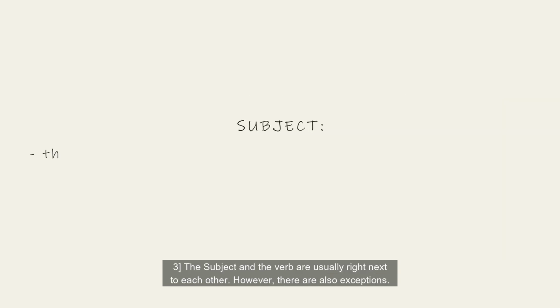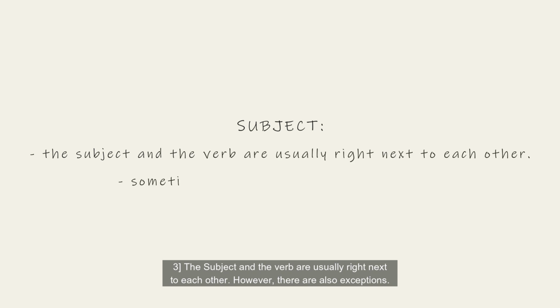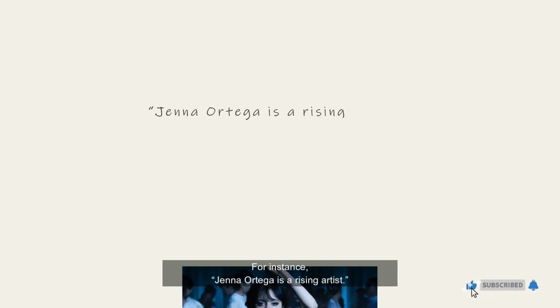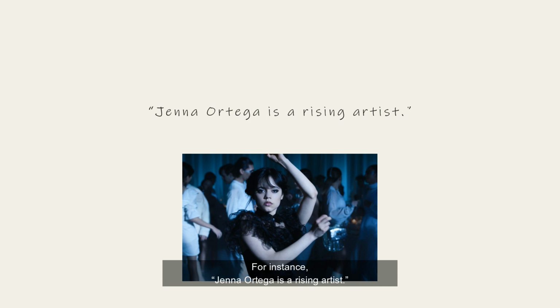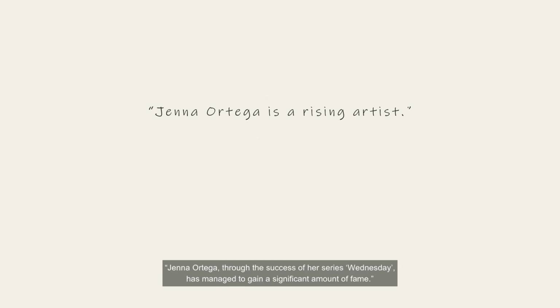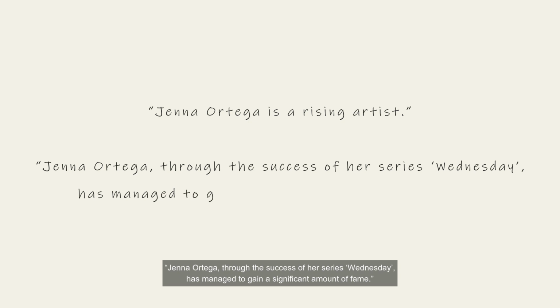Number 3. The subject and the verb are usually right next to each other. However, there are also exceptions. For instance, Jenna Ortega is a rising artist. The proper noun Jenna Ortega is right next to the verb is. Jenna Ortega, through the success of her series Wednesday, has managed to gain a significant amount of fame.